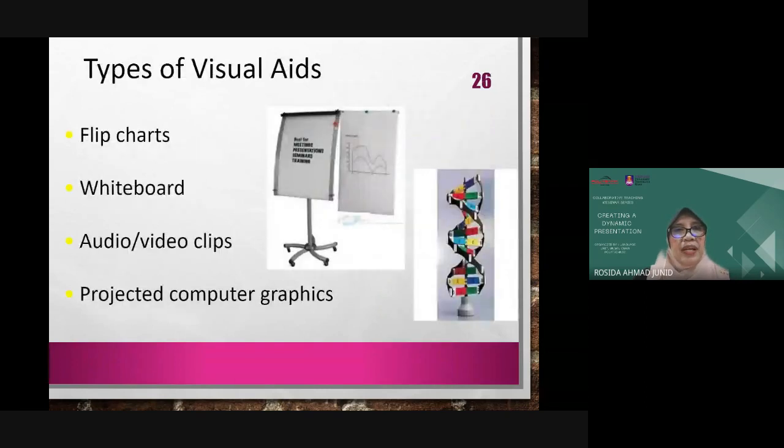And then there are many other types of visual aids. You can use flip charts, you can use whiteboard, you can use audio, video clips, and you can use projected computer graphics. Okay, you can have that as well.